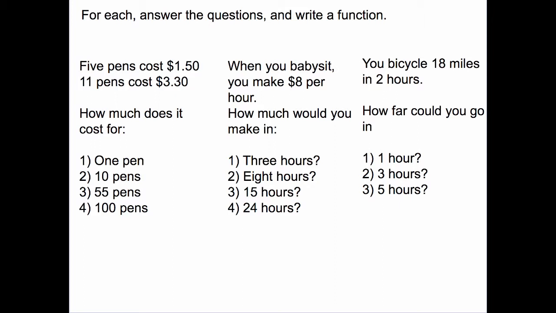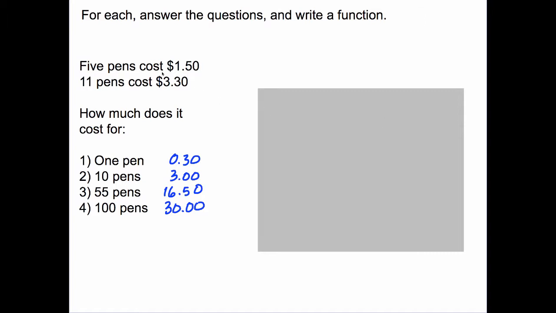All right, let's take a look at the first problem. So 5 pens will cost $1.50 and 11 pens cost $3.30. So you can probably figure out that if you divide $1.50 by 5 or $3.30 by 11, you'll get the cost for 1 pen. So 1 pen costs 30 cents, and then you multiply 30 cents by 10 to get the cost for 10 pens, and so on.